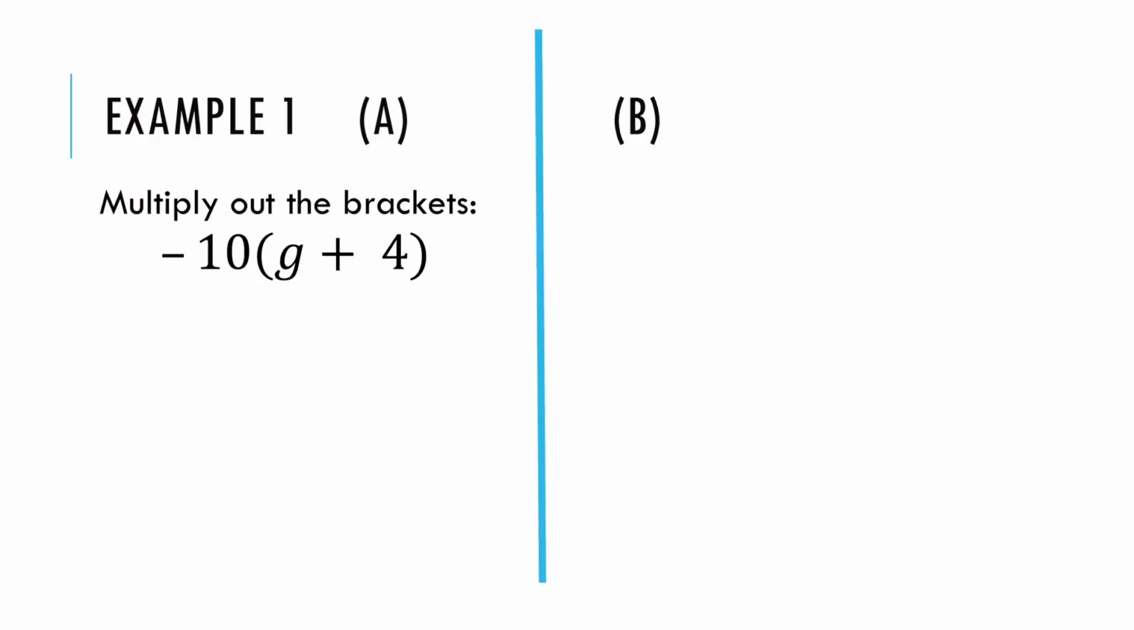Okay, so very similar to just expanding our single brackets, but now we need to take into account that this is a negative 10 in front of the bracket. So it's going to change our signs throughout. We have a negative 10 times a positive g. A negative times a positive is a negative. 10 times g is 10g. Again, we have a negative times a positive, which is a negative. 10 times 4 is 40. We cannot combine, one is a g term and one is just a number, so that is us finished.